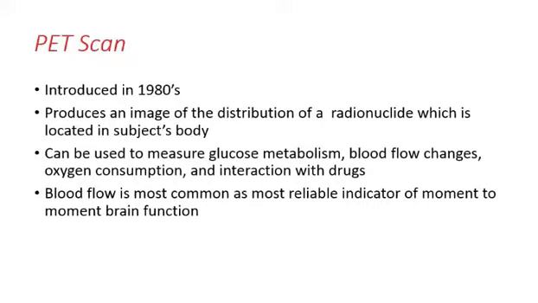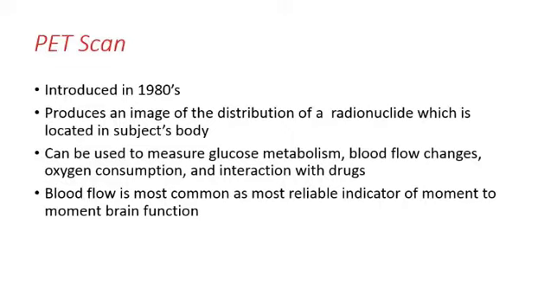The PET scan was introduced in the 1980s. Again, it produces an image of the distribution of a radionuclide, or a radio-emitting radioactive substance, located in the subject's body. And we can tag a lot of different substances so that it allows us to look at blood flow, metabolism, or receptor distributions, things like that. Drug distribution.